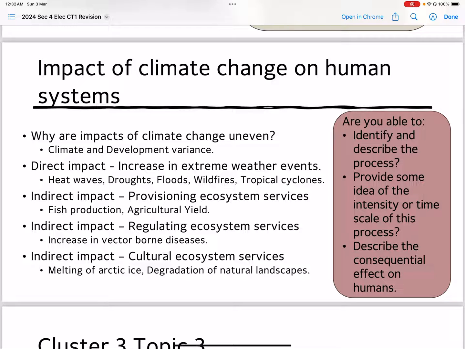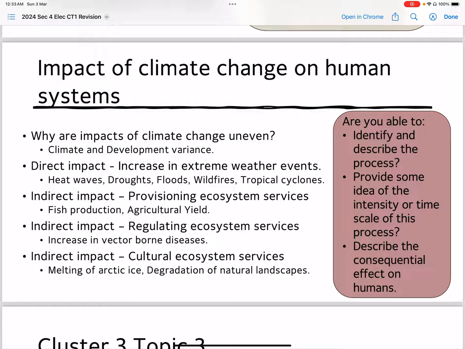Similarly, the level of development affects the ability of climate change to have an impact on the human systems, because with better development, with more money, you are able to do more adaptation, more mitigation strategies that we will talk about later on. Okay, direct impact. What is the direct impact? What are indirect impacts on your ecosystem services? So direct impact, very clear.